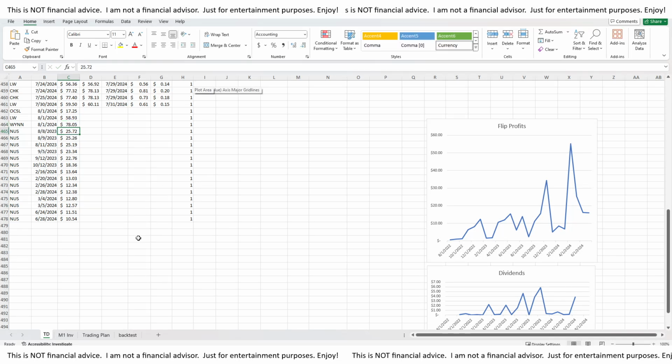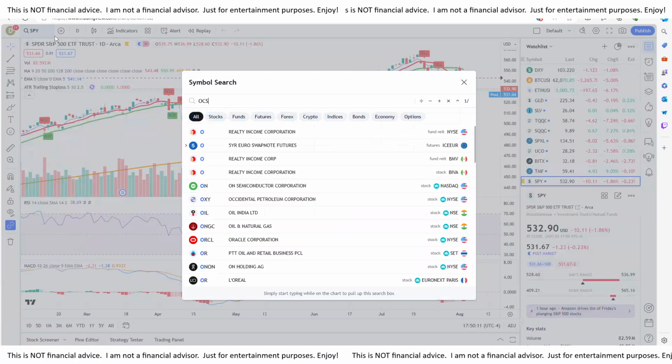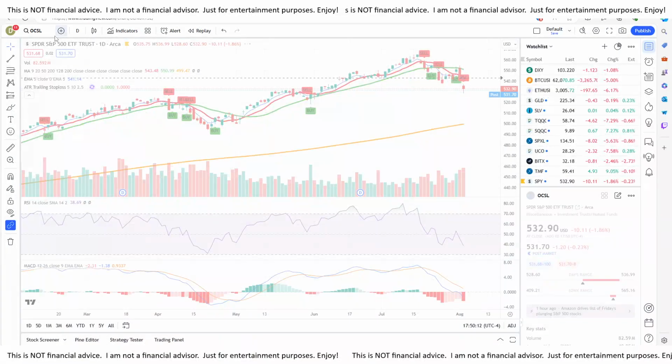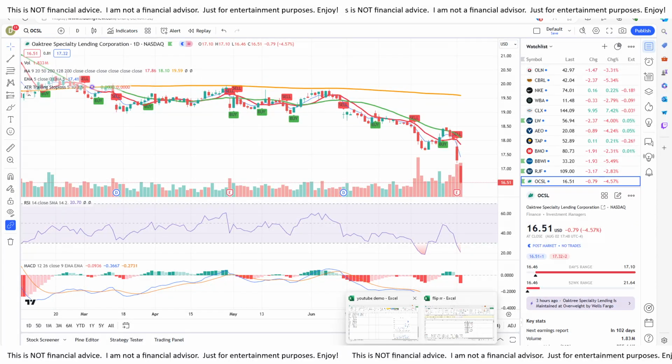All right. So what's next? What's the next step of the trading plan? Reverse snowball, right? Smallest to largest. We're going through here. We're going to buy. It's a down day. So OCSL is where we start. And we're just looking to see if it's under the 30 RSI on the daily chart. It is. Done deal. 16.51. Pretty easy, right?